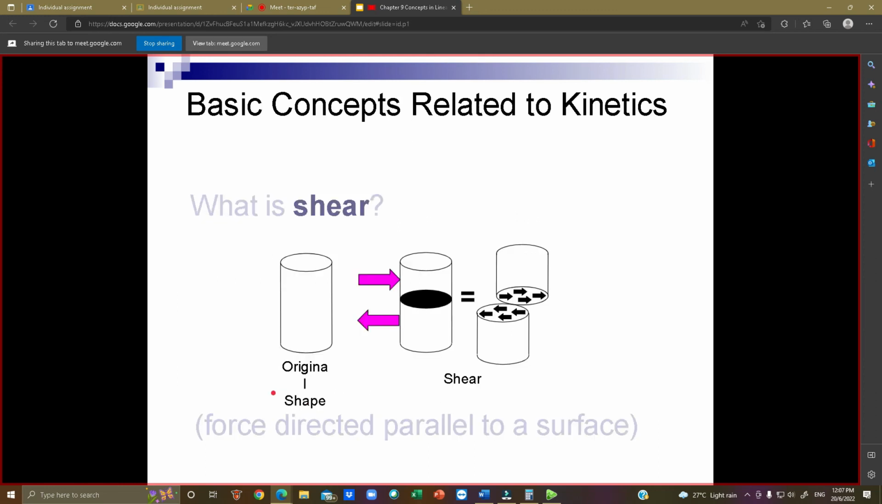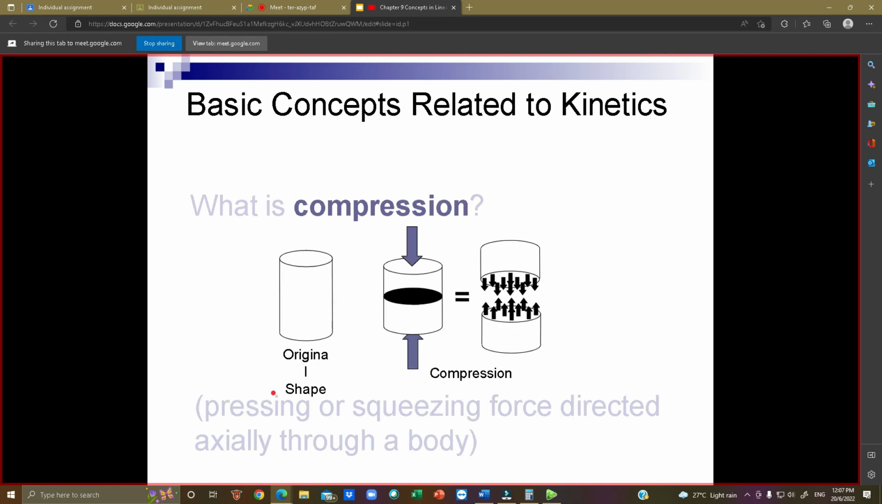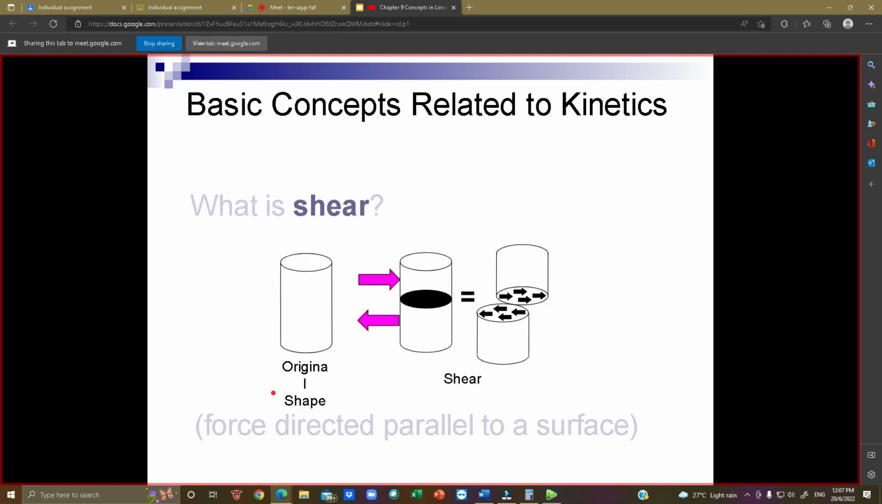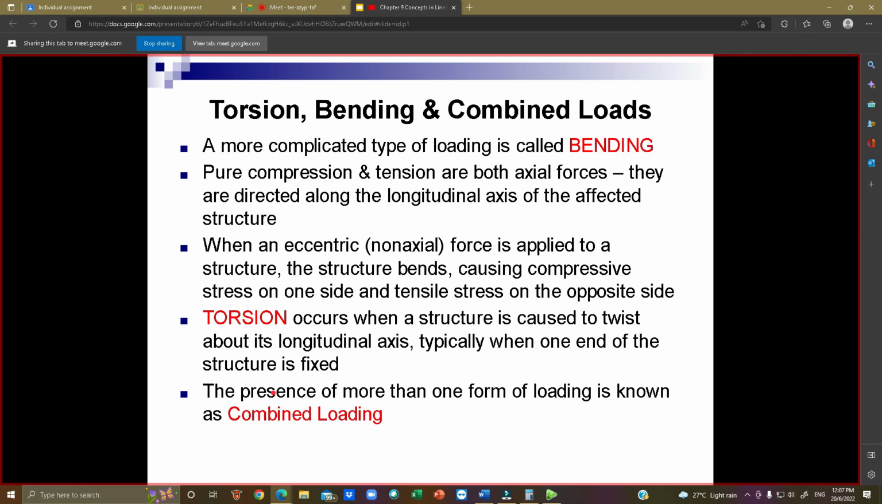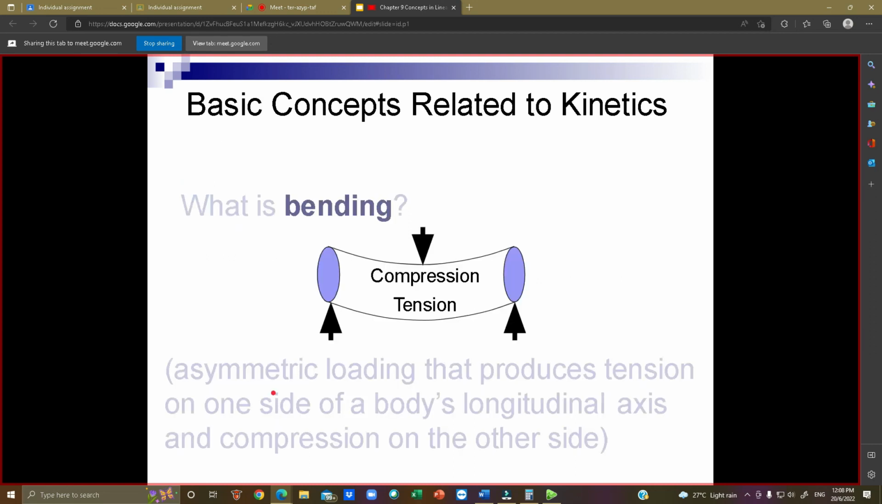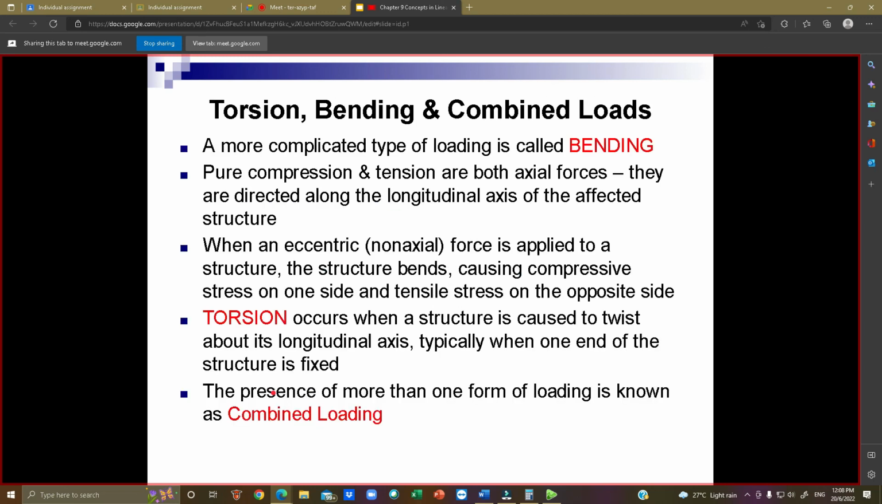This is what we call dia punya primary shape: compression, tension, or shear. And then, we have combination. More complicated type of loading is called bending. Lepas tu kita ada torsion. Okay, so bending is when we have both compression and tension. Okay, pure compression and tension are both axial force. They are directed along the axis, unlike an eccentric force.